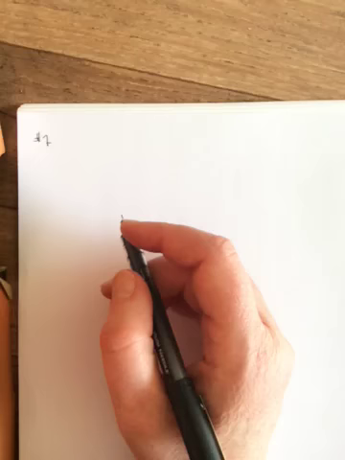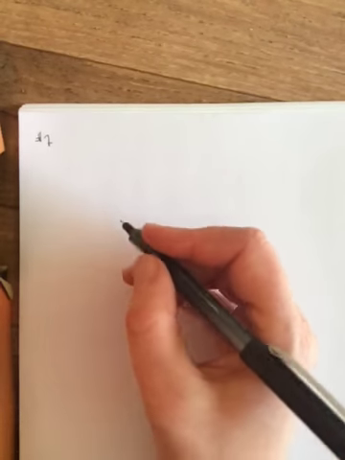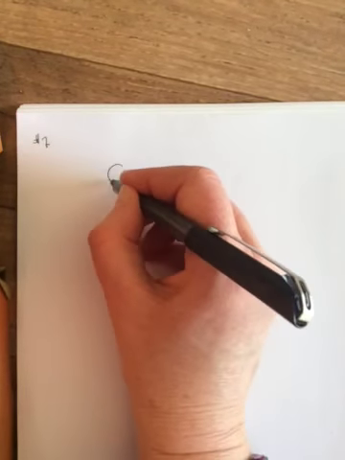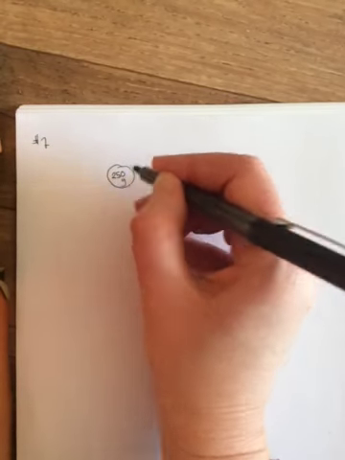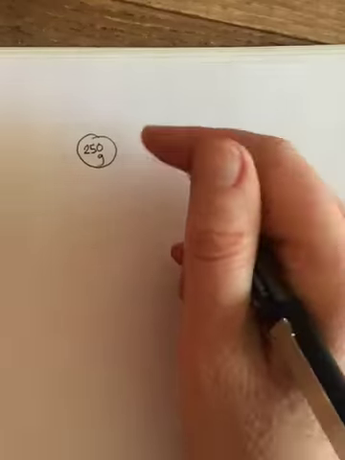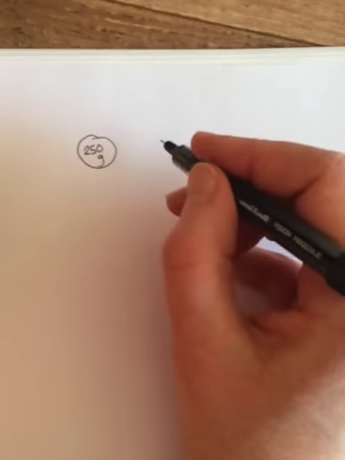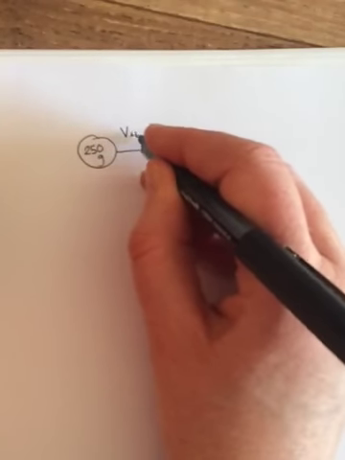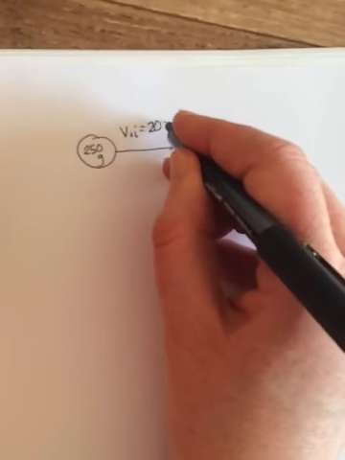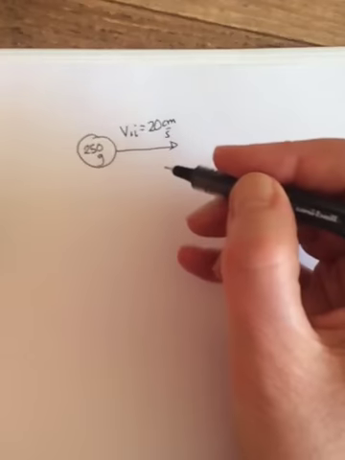All right, number 7 says a plastic ball having a mass of 250 grams, and a velocity of 20 centimeters per second east. So V1 initial is 20 centimeters per second.